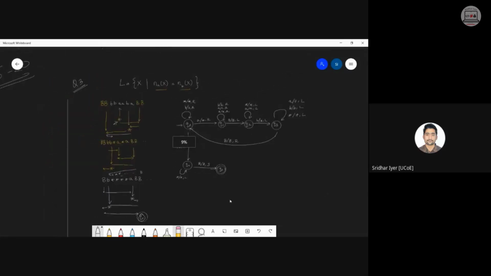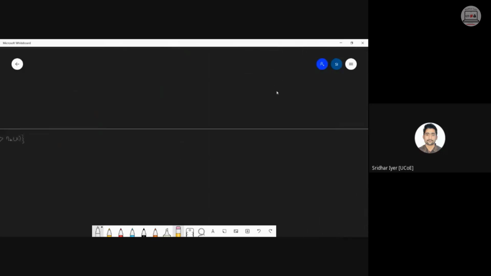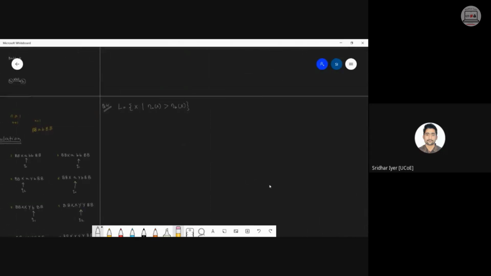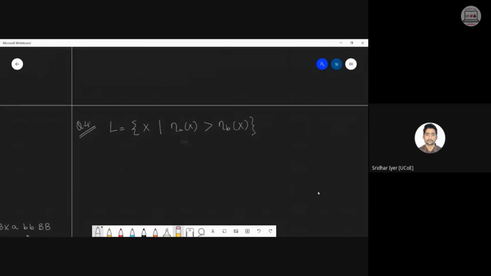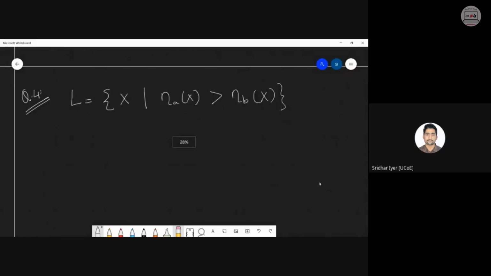Okay, so let's move ahead with the next problem, question number 4, that is the third problem of the day. Slight change over here. Instead of equal to, it is number of A's more than number of B's.